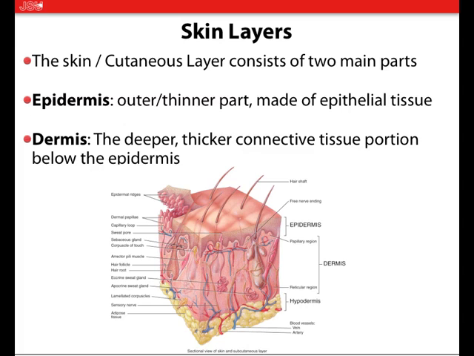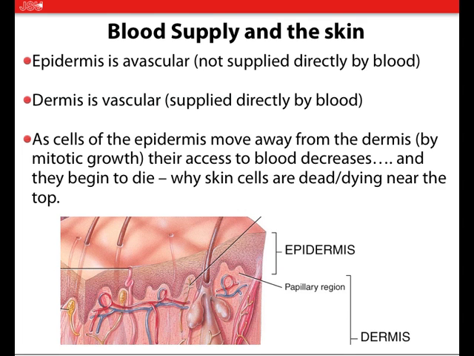Okay, skin layers. Know the layers here. Know the picture. If I had this picture without the epidermis and dermis labeled, you should be able to pick out what's epidermis and what's dermis. Epidermis is avascular. Avascular meaning what? No blood. Exactly. I don't see any blood vessels in there. Dermis is vascular. What's dermis made of?